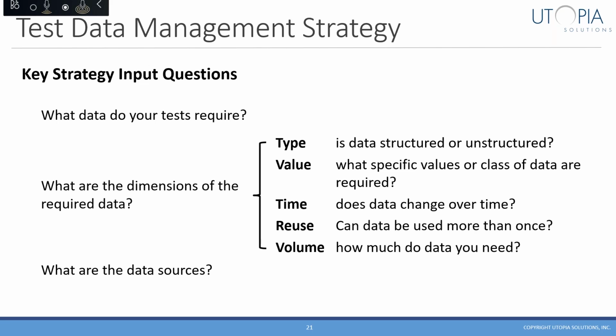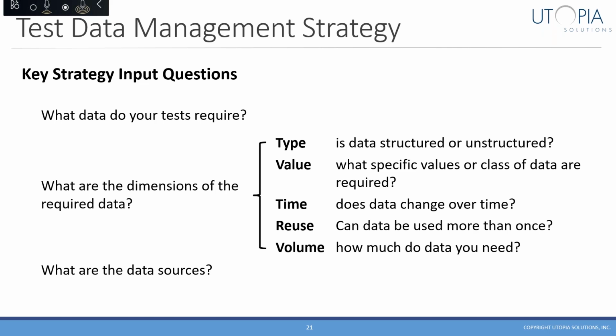The ability for data to be reused or not is very important as well. For example, if I'm testing an e-commerce system, the account I'm using to purchase items can likely be reused in multiple executions. However, if I'm testing shipping an order, I can only ship a specific order once, and I need to understand that dimension.